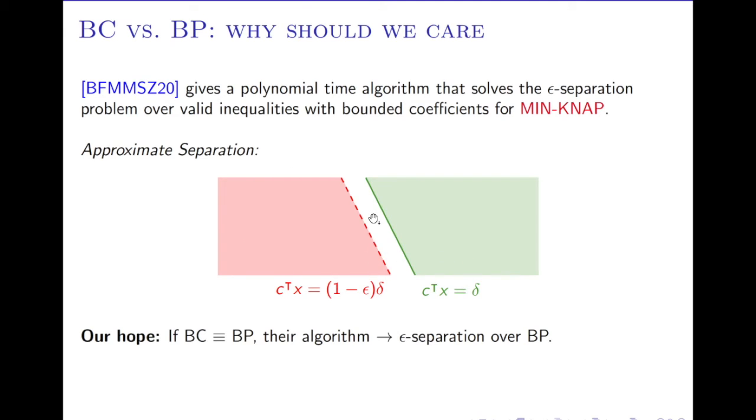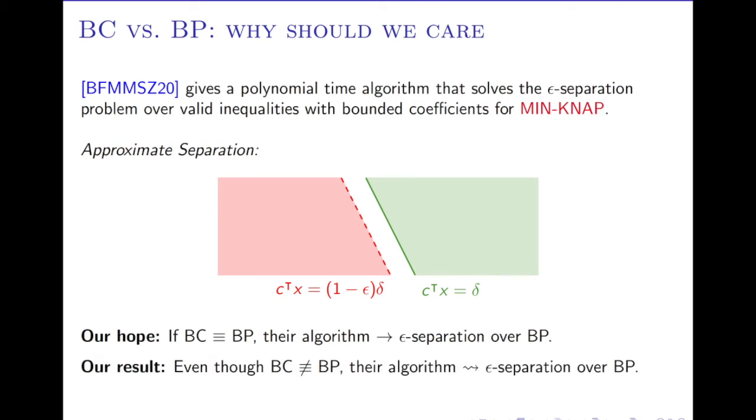But in the approximate separation problems, when your point is in the green region, your algorithm will be able to tell. Similarly, when your point is in the red region, your algorithm is also able to tell. However, when your point is just slightly infeasible, meaning that it's in the white region in between, then your algorithm might be making mistakes. So our result here is that although bounded coefficient is not the same as bounded pitch, their algorithm still indirectly implies the result that we want.